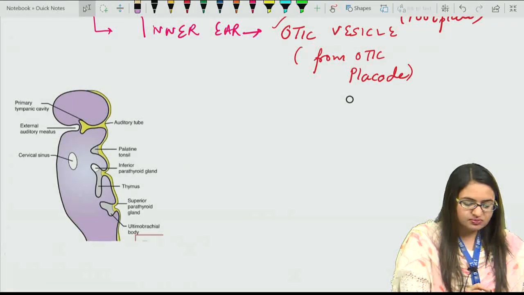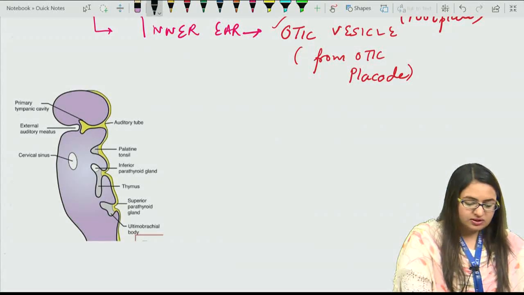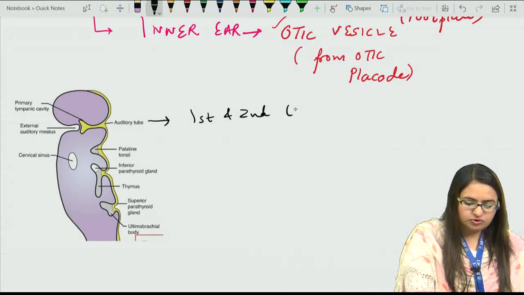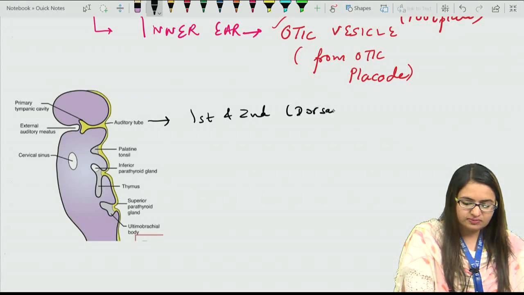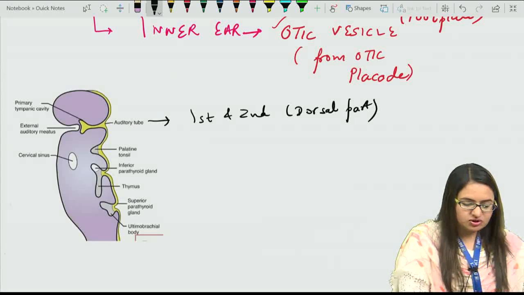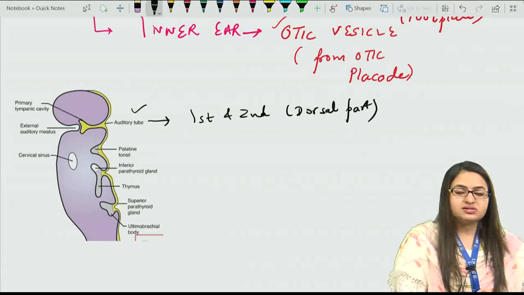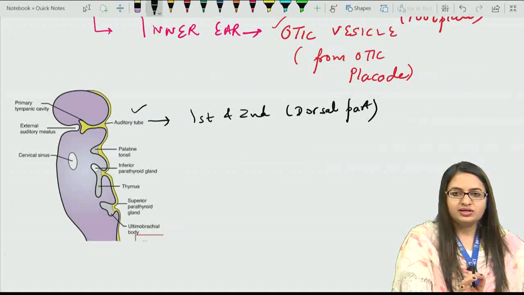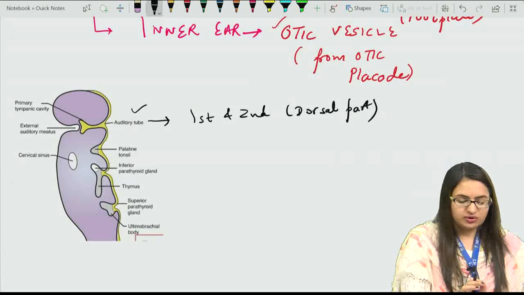So over here we can see this picture is showing the endodermal pouch, and in this, the first and the second endodermal pouch, their dorsal portions, the dorsal part of this, they form the tubotympanic recess, which is giving rise to the auditory tube, as well as the middle ear cavity, that is the tympanic cavity, and the mastoid antrum.